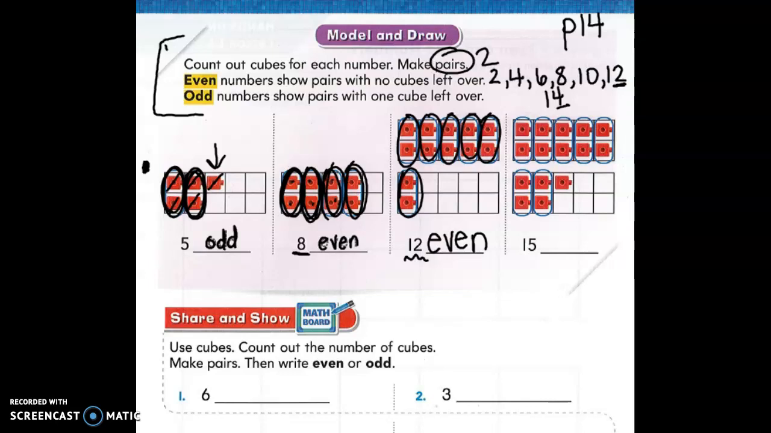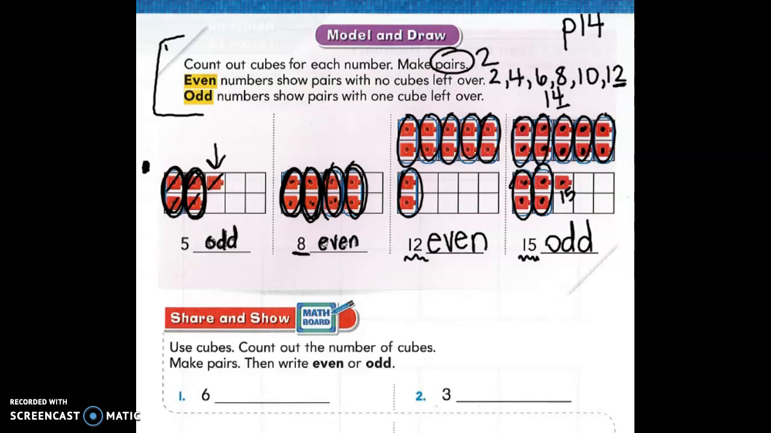And the next one up here, the number is 15. We have 1, 2, 3, 4, 5, 6, 7, 8, 9, 10, 11, 12, 13, 14, 15 cubes. And then they paired them up, one set of pairs. So 2, 4, 6, 8, 10, 12, 14, and then this little guy makes 15. And it does not have a pair. There is one cube left over. So that means it's the oddball. It's an odd number.